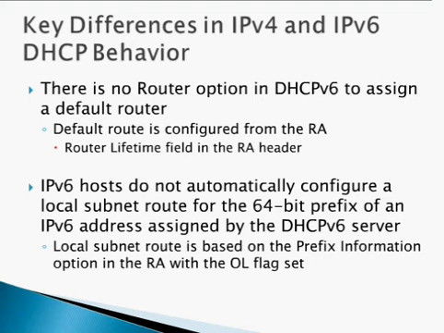So that means in stateless mode, unless I also advertise the prefix using the RA, with the prefix information option, and tell the host to consider this an on-link prefix, I won't get a corresponding local subnet route in my routing table for that DHCP address. And this is sort of key. We want to make sure that we're getting the addressing information from one place and the routing information from another.